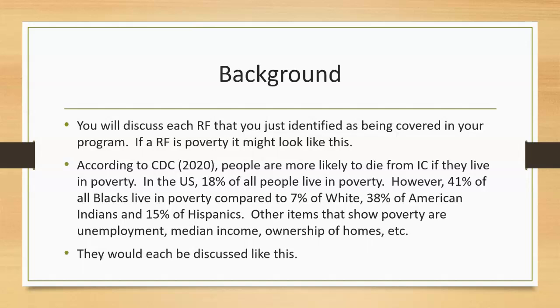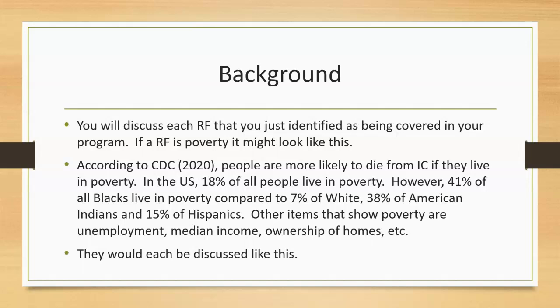It says, according to CDC 2020, people are more likely to die from ice creamitis if they live in poverty. So that's a factual statement, and I've given my source, which is the Centers for Disease Control. Then I follow it with more data. In the US, 18% of all people live in poverty. However, 41% of all blacks live in poverty, compared to 7% of white, 38% of American Indians, and 15% of Hispanics. And that should be cited as well.